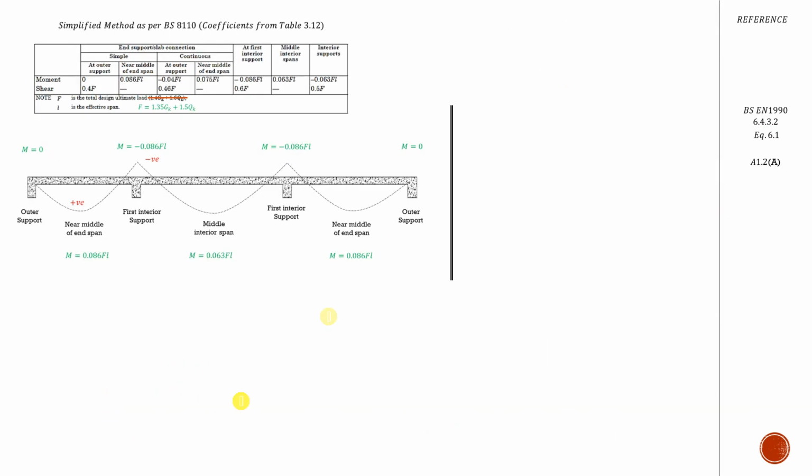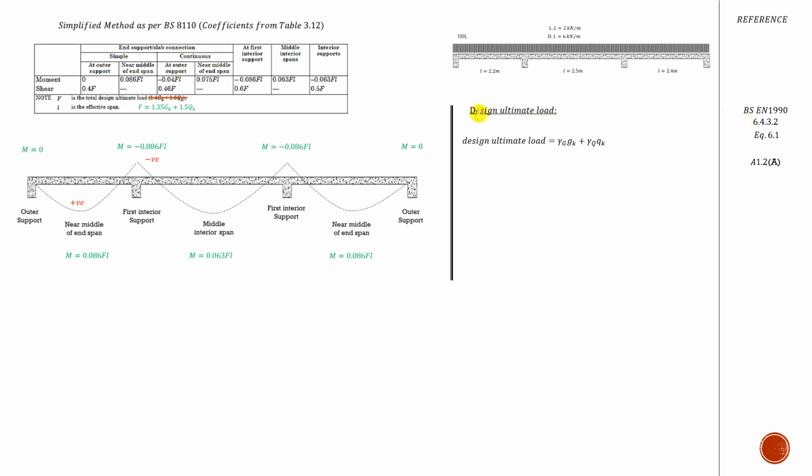What we need to do here is work out the moments for the supports and for the spans as well. I'm putting the codes I'm referring to, so it's not just Eurocode 2, but also Eurocode 1, Eurocode 0, the BS, and definitely the UK National Annex.